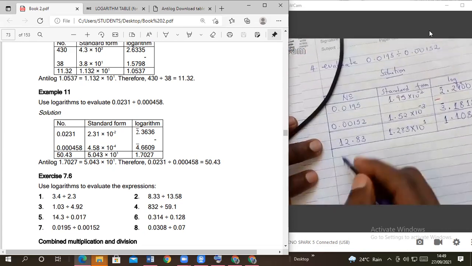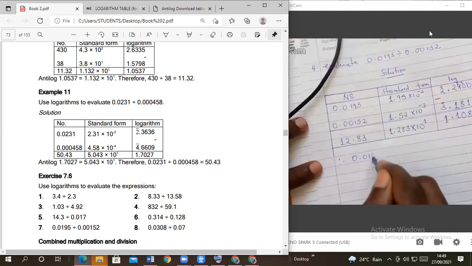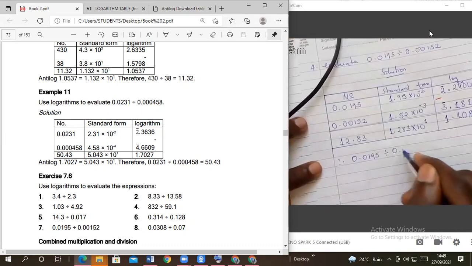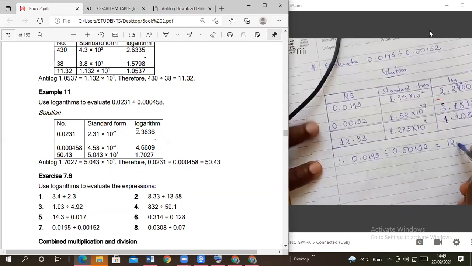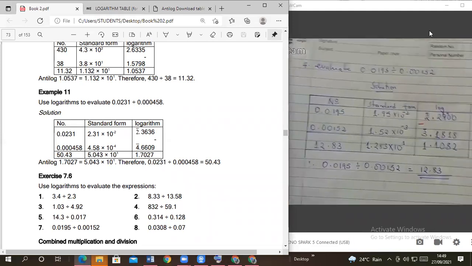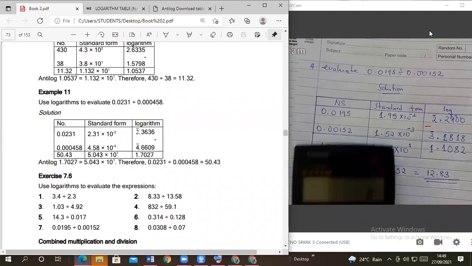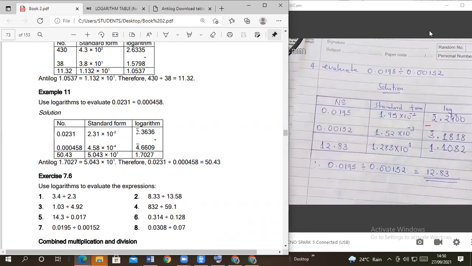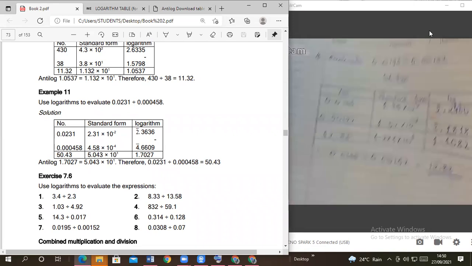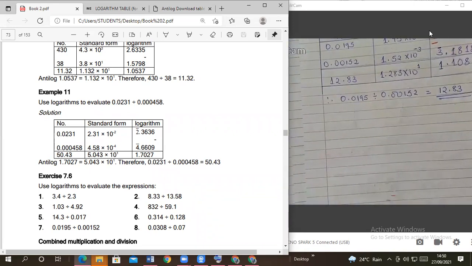So we shall have, therefore, 0.0195 divided by 0.00152 is equal to what? 12.83. Is it true? Can you prove it out? 0.0195 divided by 0.00152. Are we not correct? Yes, we are very correct. Are you together? Yes, teacher. Members, have you seen how you deal with negative characteristic?